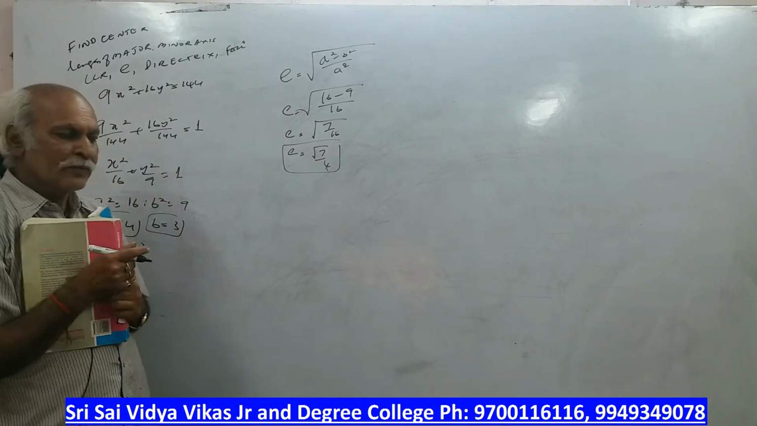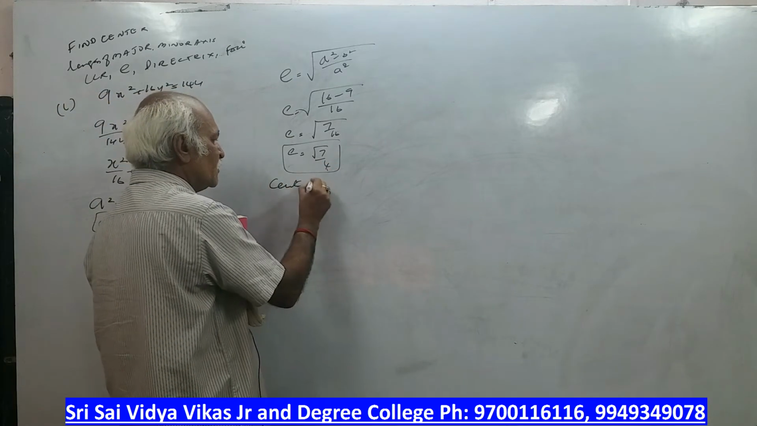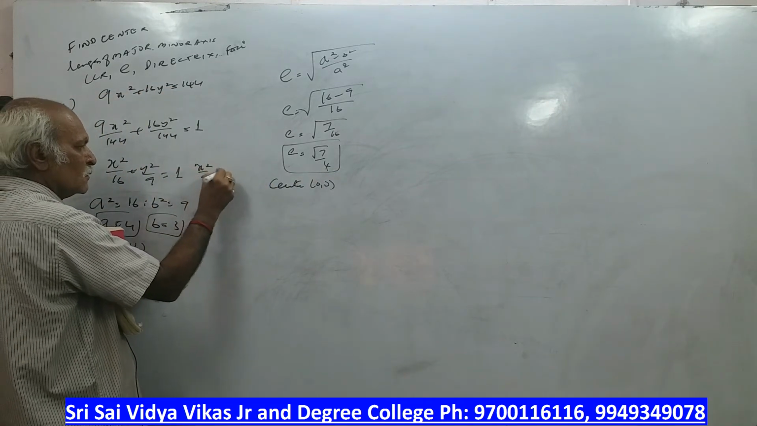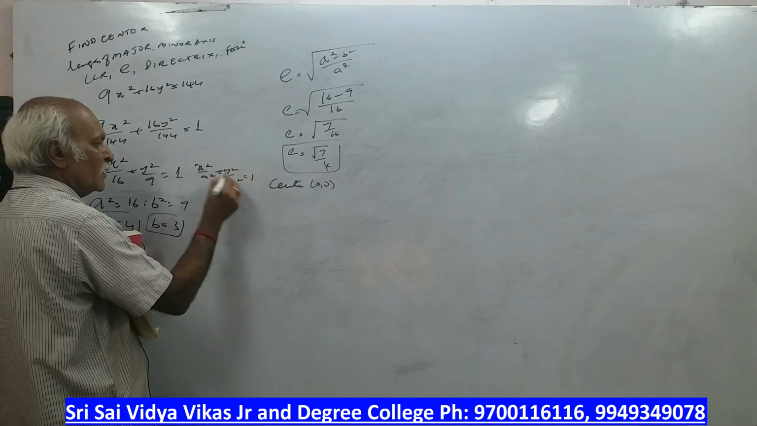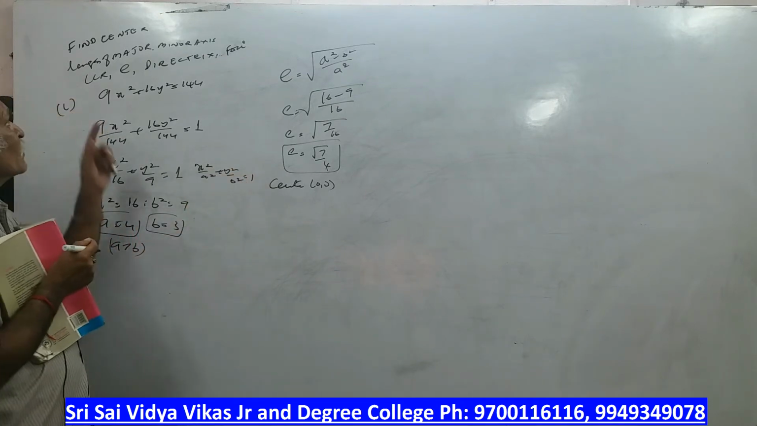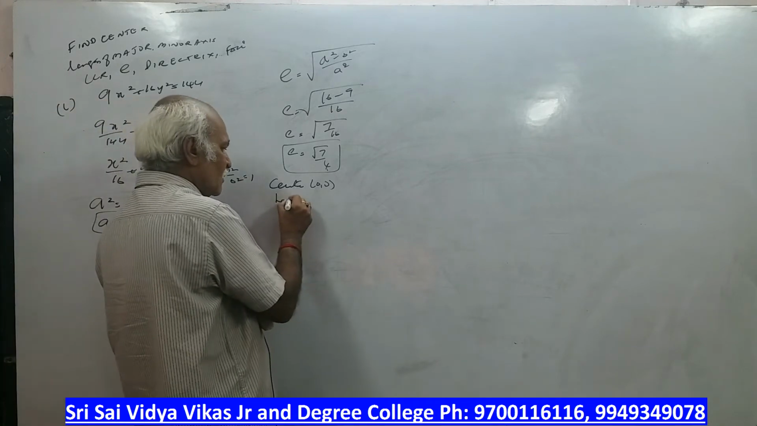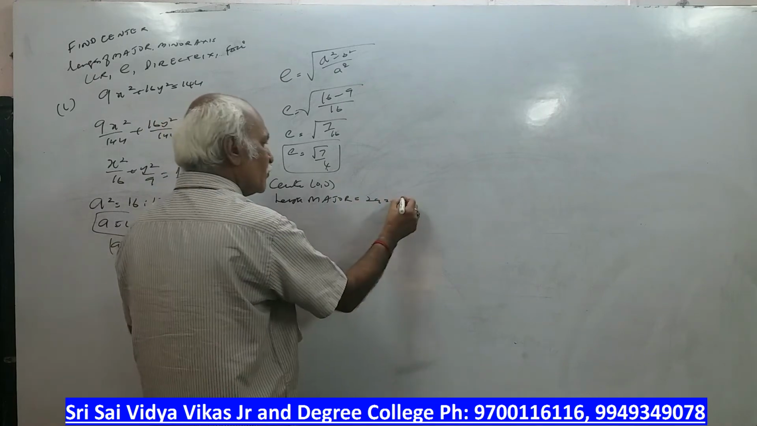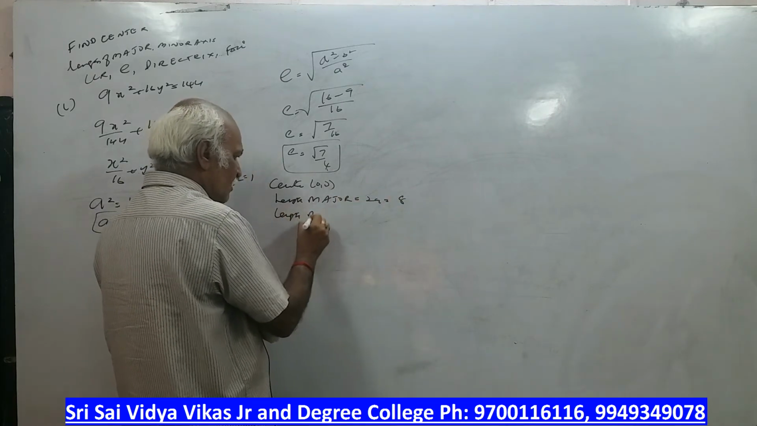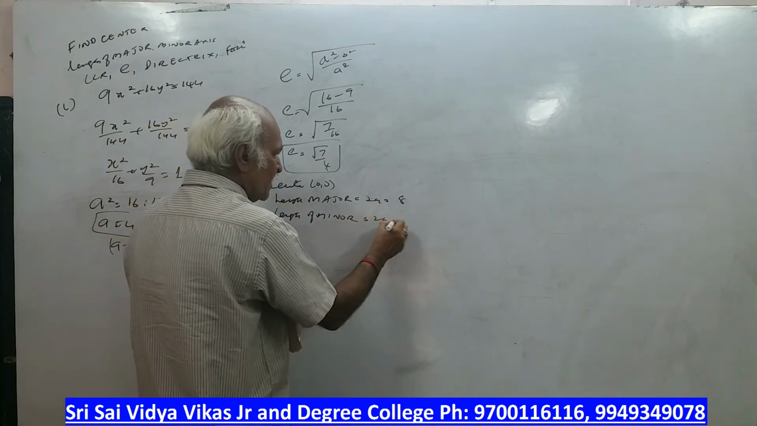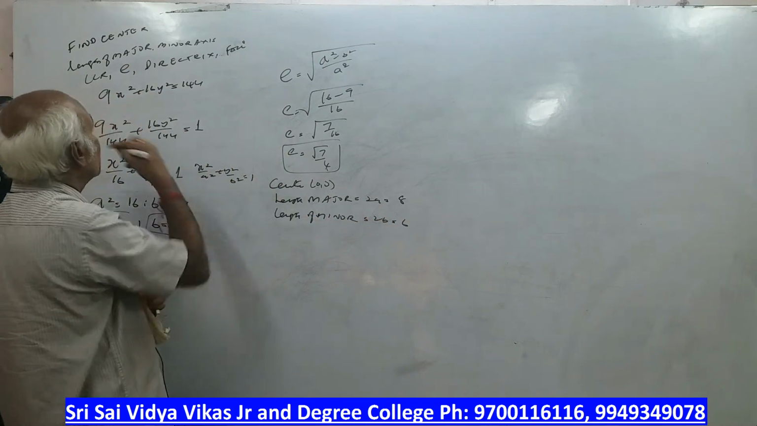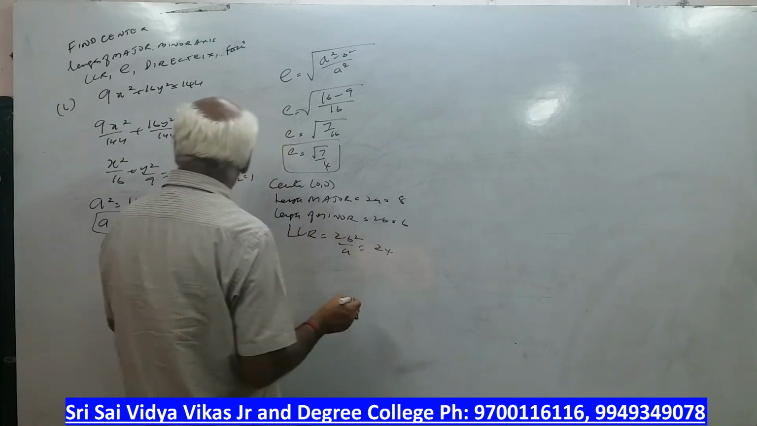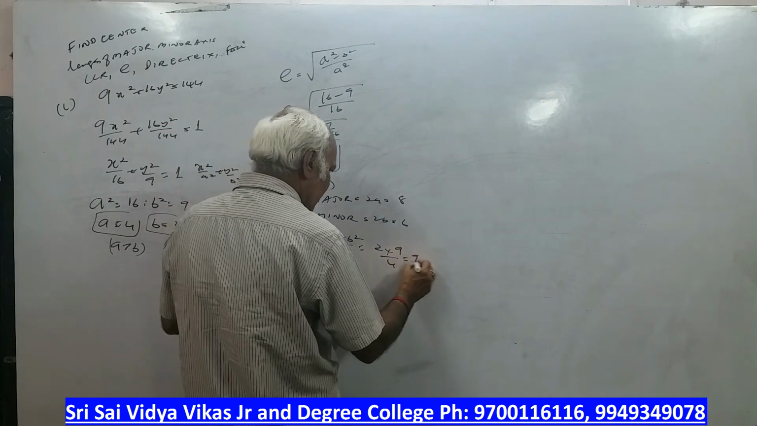Right, we got the e value. Now, first is the center. The center is (0, 0) because it is the x square by a square plus y square by b square formula. Next, the length of the major axis is 2a, which means 2 into 4, which is 8. The length of the minor axis is 2b, which is equal to 6. Next, the length of the latus rectum is 2b square by a. 2 into b square is 9, a value is 4, so it is 9 by 2.